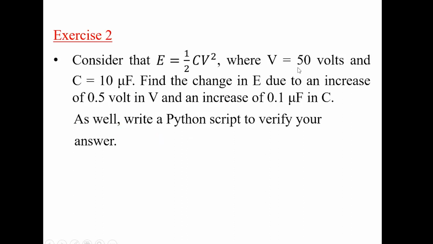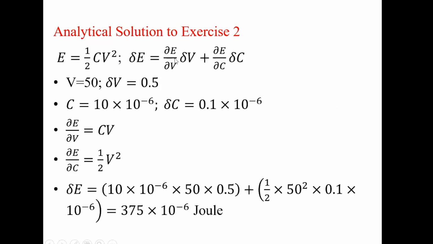It's saying that if V is 50 and C is 10, find the change in E due to an increase in this. This change in V is an increase, and this change in C is also an increase. Then what is the change in E? Of course, we can invoke that formula. We find the first partial of E with respect to V, and partial of E with respect to C. We have them here. And then we have the change in V and C given in the question as this and this. So we invoke the formula, then we substitute the values and we have the result right there.